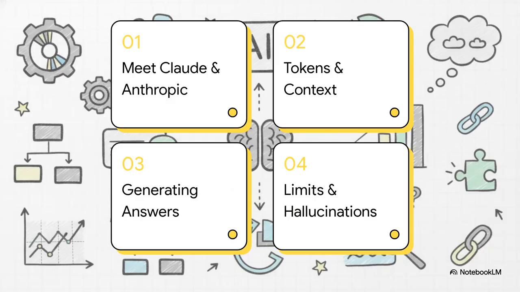So here's our roadmap for today. First, we'll meet Claude and Anthropic. Second, we're diving into tokens and context windows. Third, we'll look at how Claude actually generates answers. And fourth, we'll wrap up with its limitations and hallucinations. Let's get right into it.